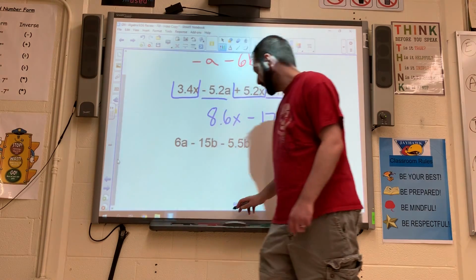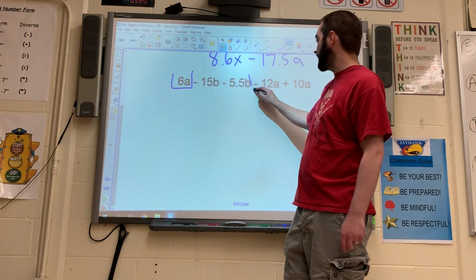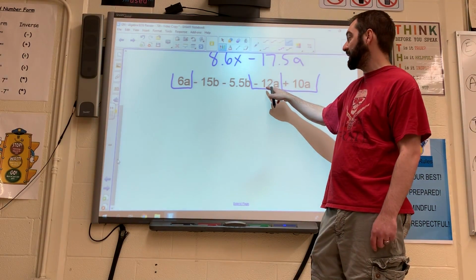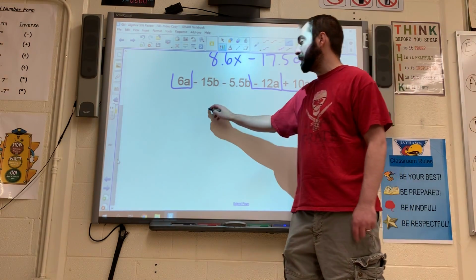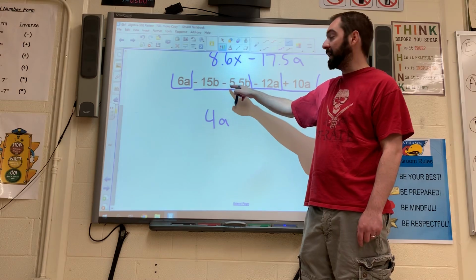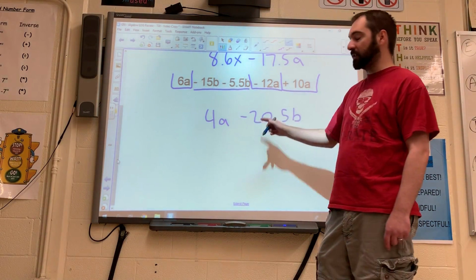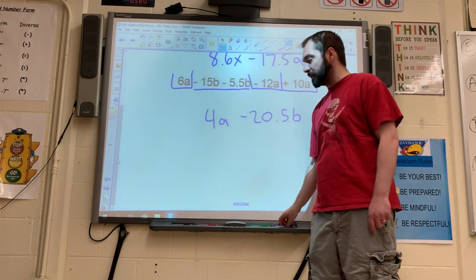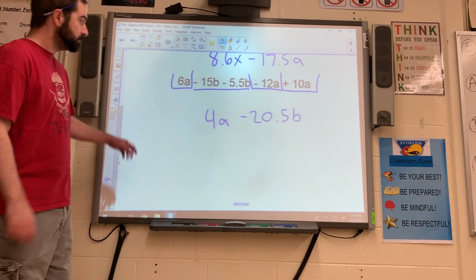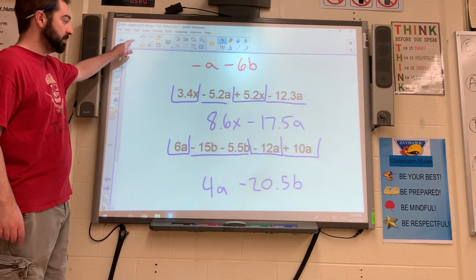And last one, we have a positive 6a minus 12a plus 10a. 6 minus 12 is negative 6. Negative 6 plus 10 is positive 4a. And then right here are my b's. Negative 15 minus 5.5 is going to be negative 20.5b. Again, as long as your 20.5b is negative and your 4a is positive, you have the same exact answer. They can be written either way. So again, take a couple seconds to make sure you have those three copied in your notes.